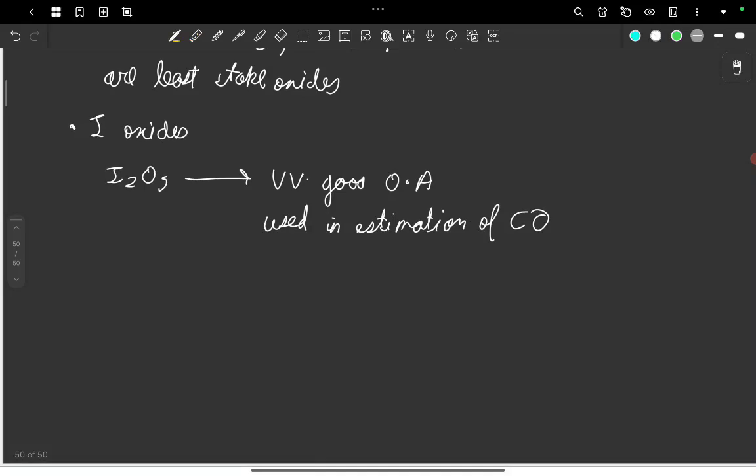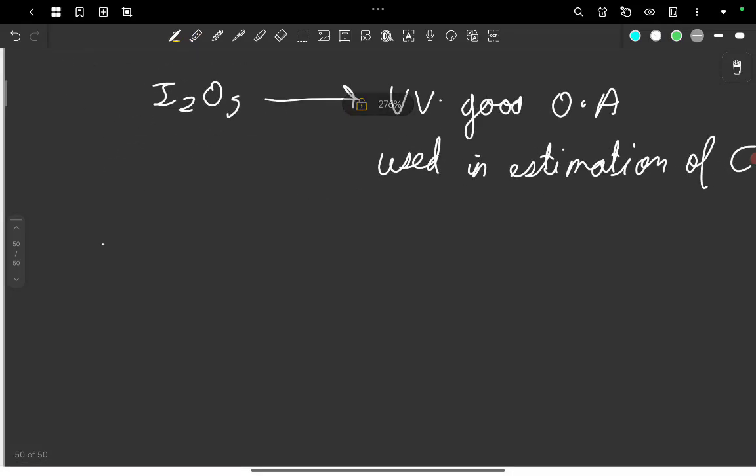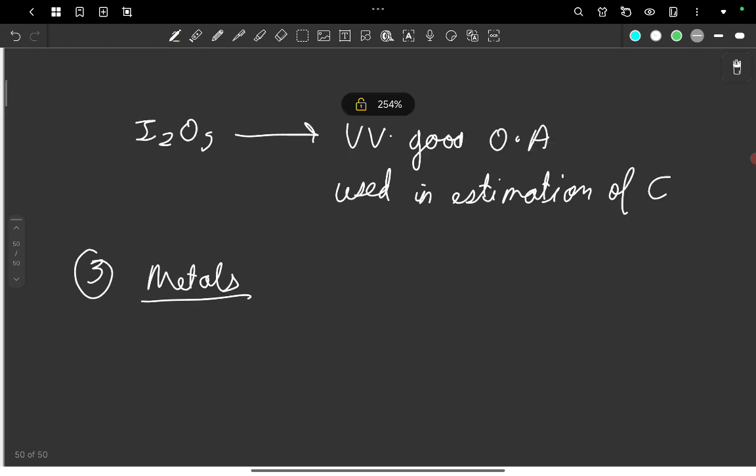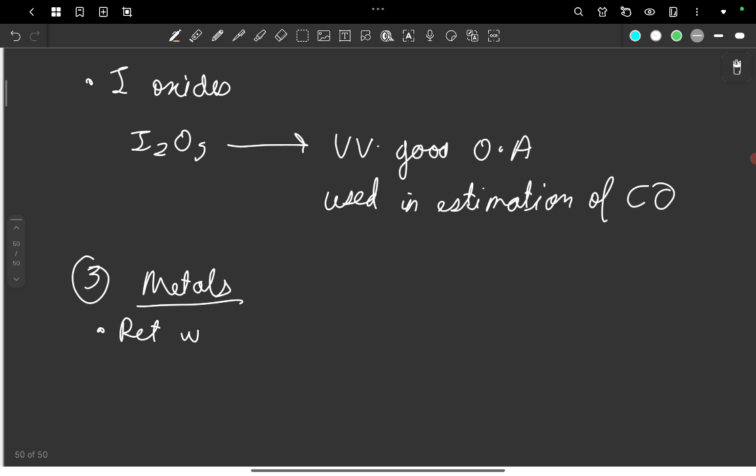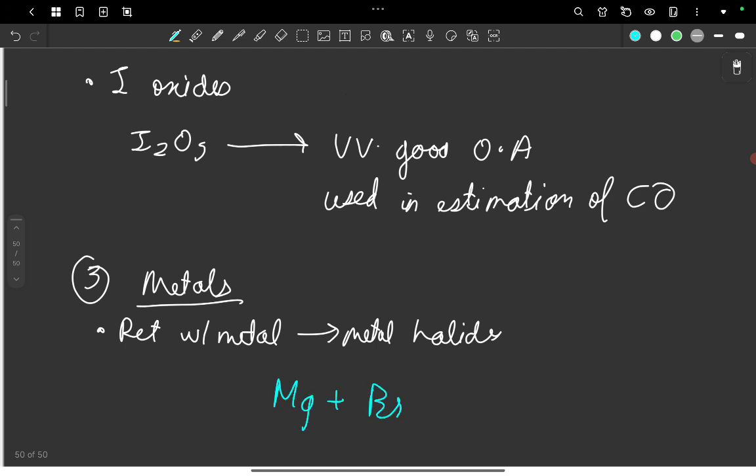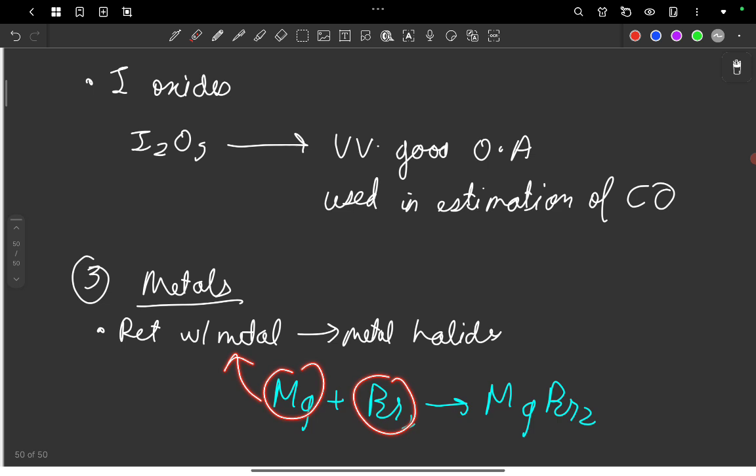And now we can move on to one of the final parts of this chapter, which is their reactions with metals. Now they react with metals to form their metal halides. An example of this reaction I am going to give you is magnesium plus bromine gives MgBr2, magnesium bromide. So this was the metal, this was the halogen, and this was the metal halide.